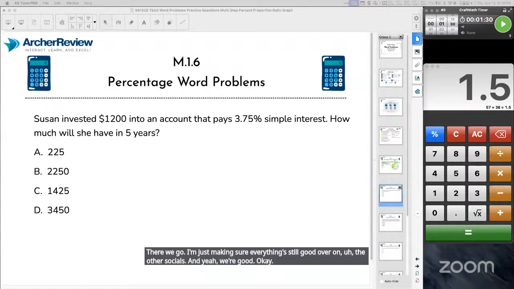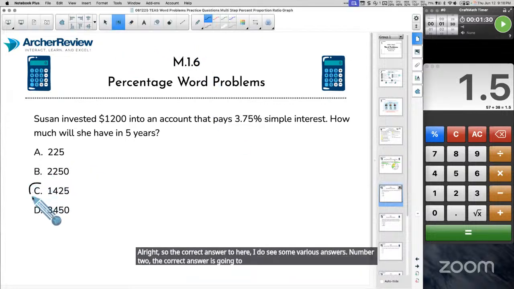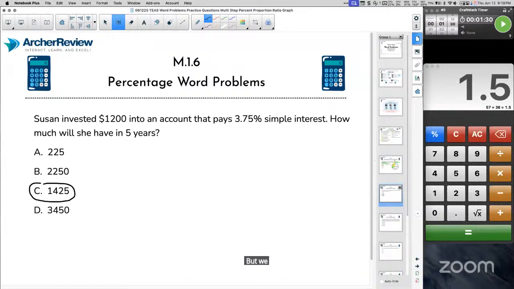All right. So the correct answer to here, I do see some various answers. Number two, the correct answer is going to be C. Now, if you picked A, you were on the right track, but we got to make sure we answer the question fully. So, first things first, this is a percentage word problem.